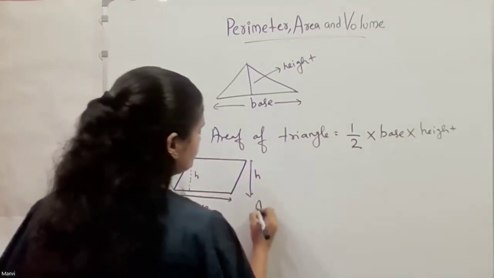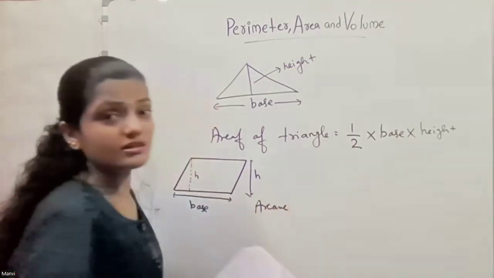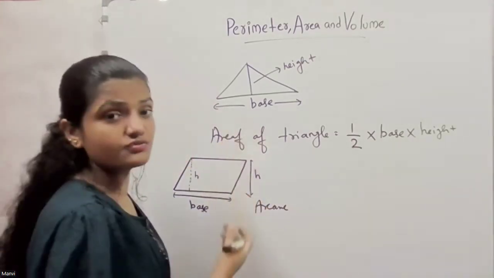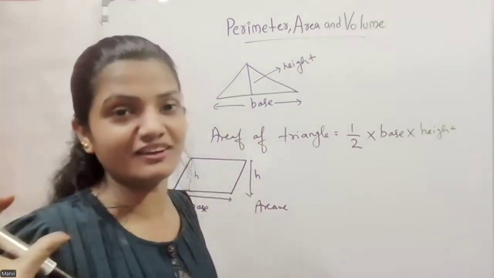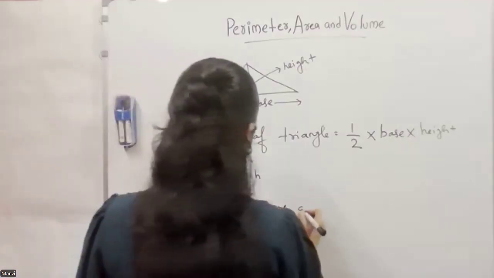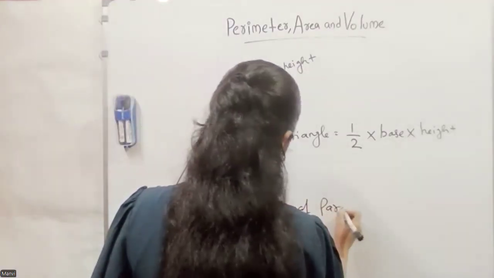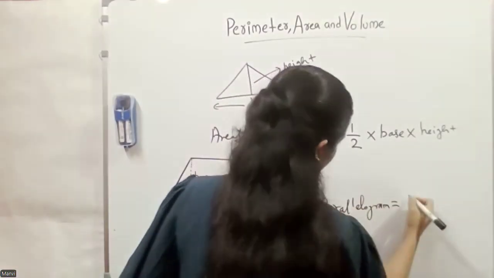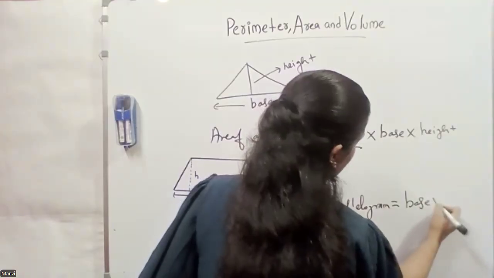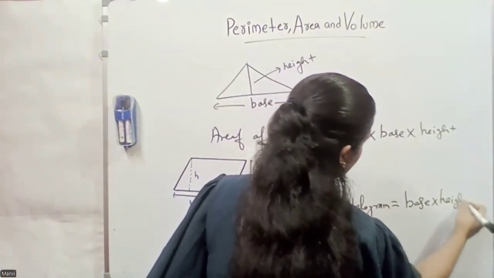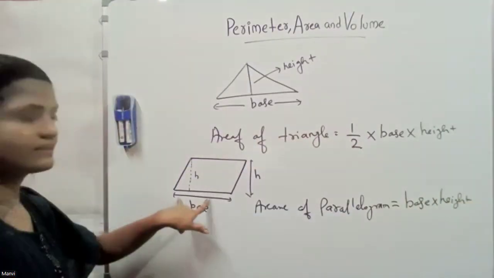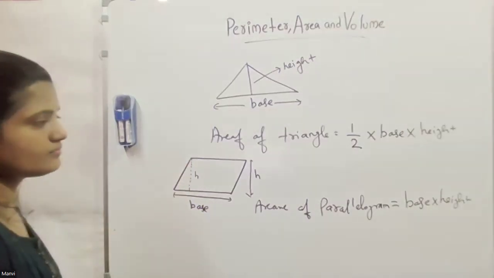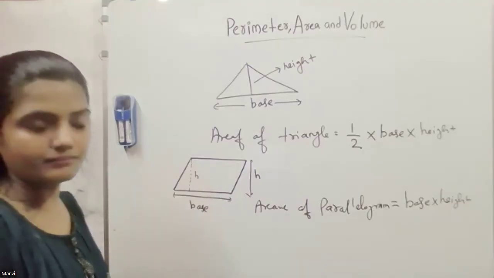So area of, please, Kavya, open page number 3 from your seat. You can easily see all these figures and all the formulas already written there. Area of parallelogram, which says base times height. So that is the area of a parallelogram.